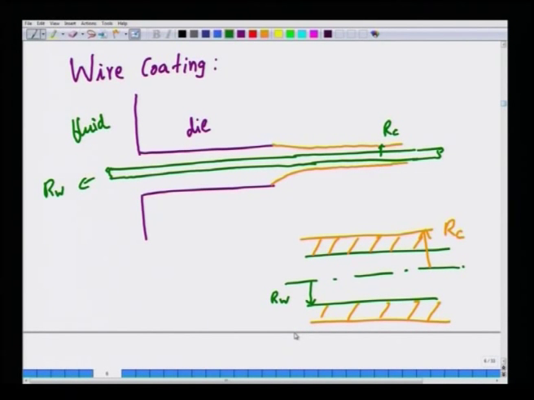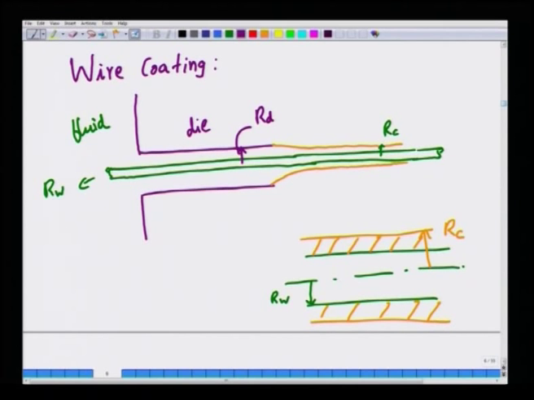Now, the die, which is of course another parameter, has a radius R d. So, you have three radii. One is the radius of the wire itself, the other is the radius of the coated wire, which is greater than the radius of the wire because the liquid is going to coat the wire, and of course, there is the radius of the die in which the wire is moving.